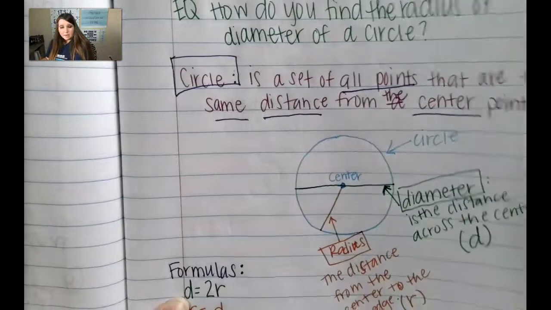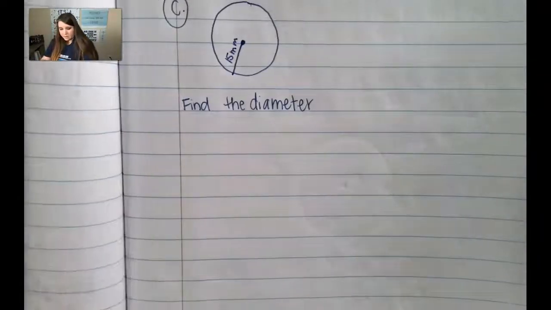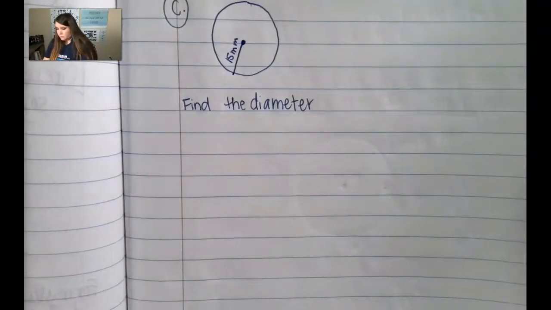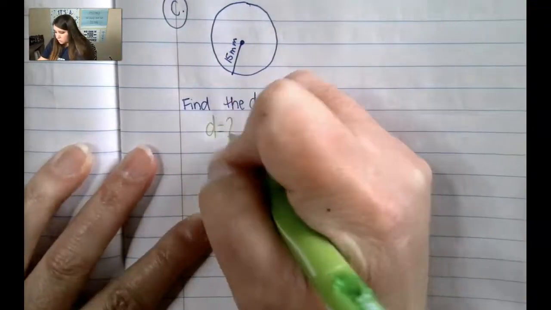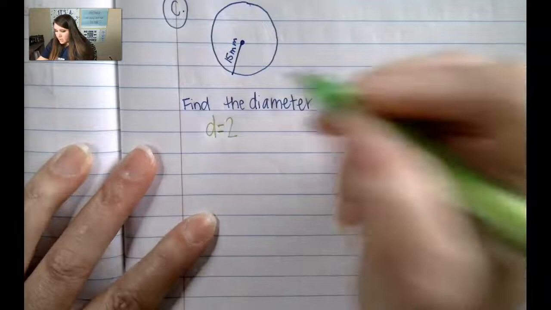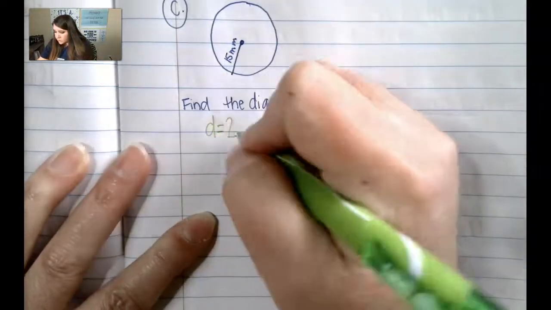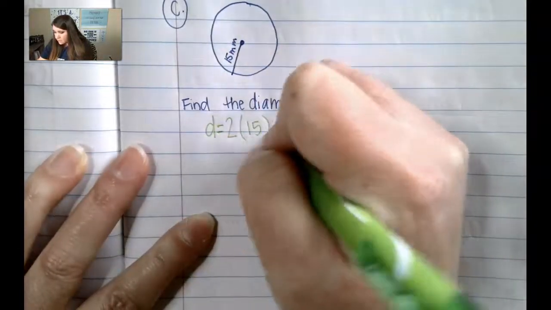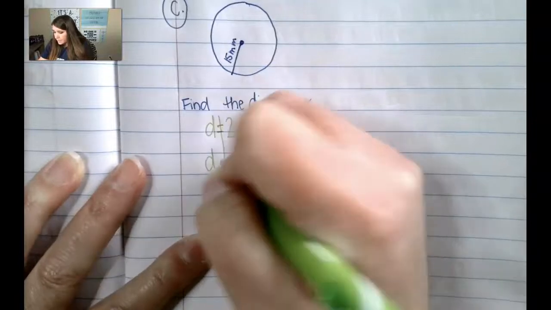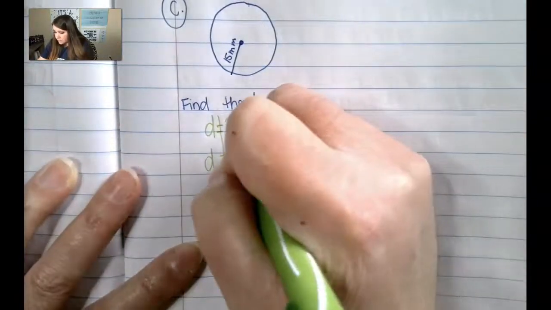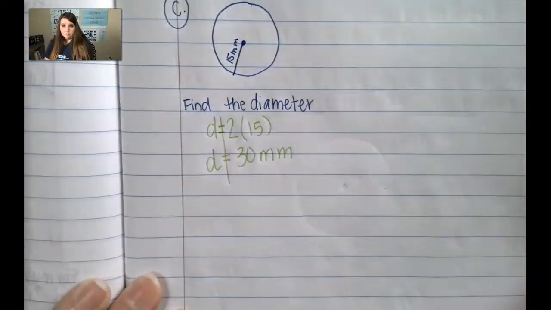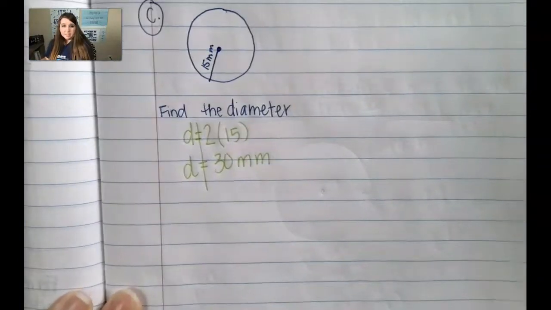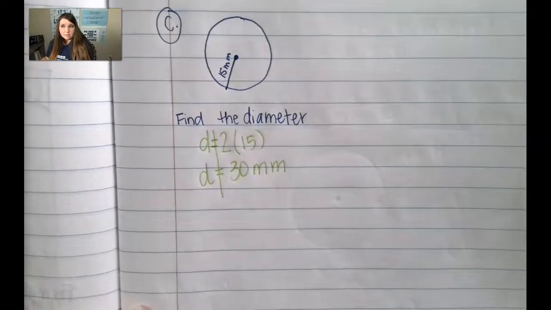So diameter, what's the diameter? So we're looking for diameter. So we're going to say diameter equals 2 times the radius, or 2 times 15. So my diameter is 30 millimeters. I'm just doubling the radius.